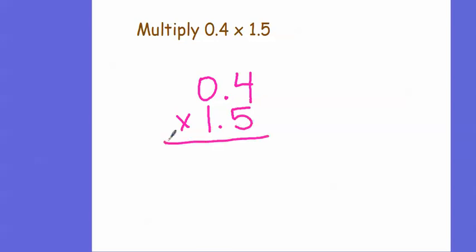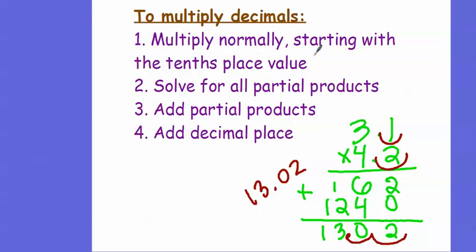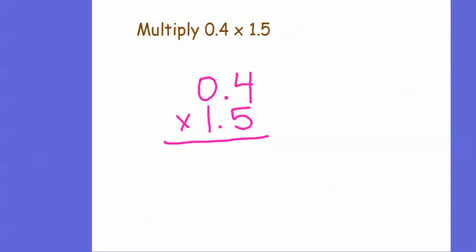So like we saw before, the first thing we always want to do is multiply normally, starting with the tenths place value. So we look over here. We see the 4 and the 5 are in the tenths place value. 4 times 5 is 20. Write the 0, carry the 2. 0 times 5 is 0, because anything times 0 is always 0. Plus that 2 is going to be 2. We've got our first partial product.